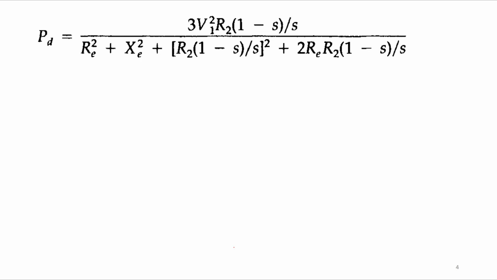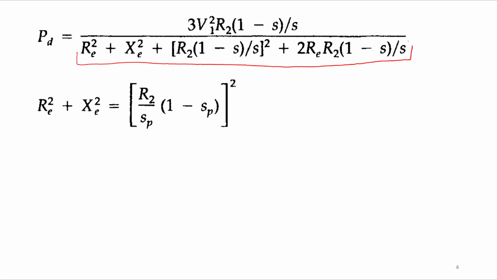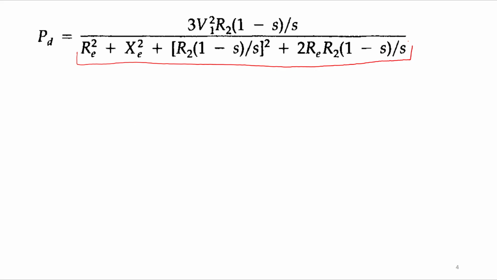Okay. So I2 is your magnitude of current. Okay, it is not a vector. So it is 3V1 square R2 into (1 minus S) by S divided by this whole expression, whatever you are seeing here, right? Okay. So now this is your PD, and now I want to derive the maximum power criteria, right?